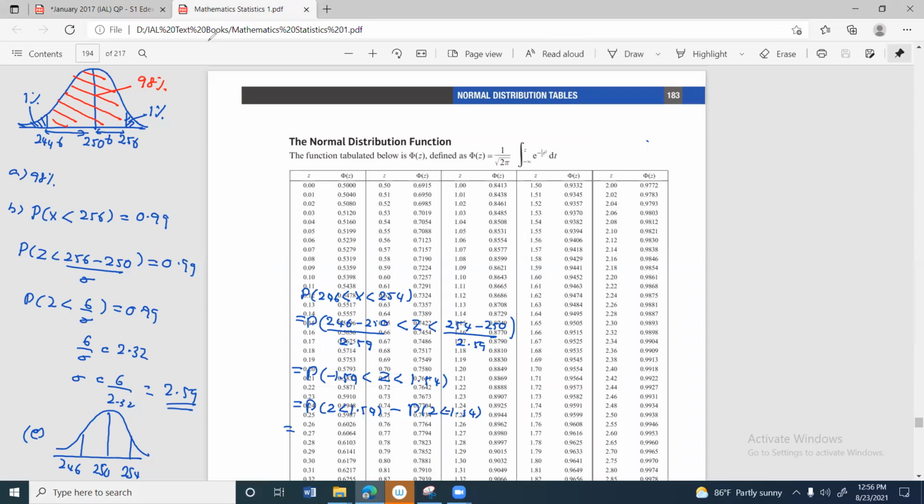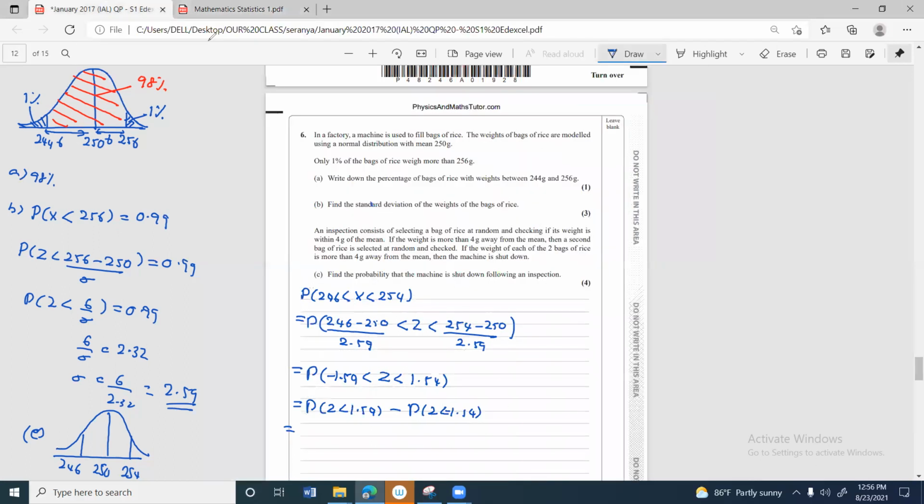1.54 is 0.9382. This value you can get by 1 minus 0.9382. You get the answer 0.9382 minus 1 minus 0.9382. That is 0.8764. This is for a one back. This is within range. This is out of range. The within range probability is 0.8764. Then the out of range probability would be 0.1236.